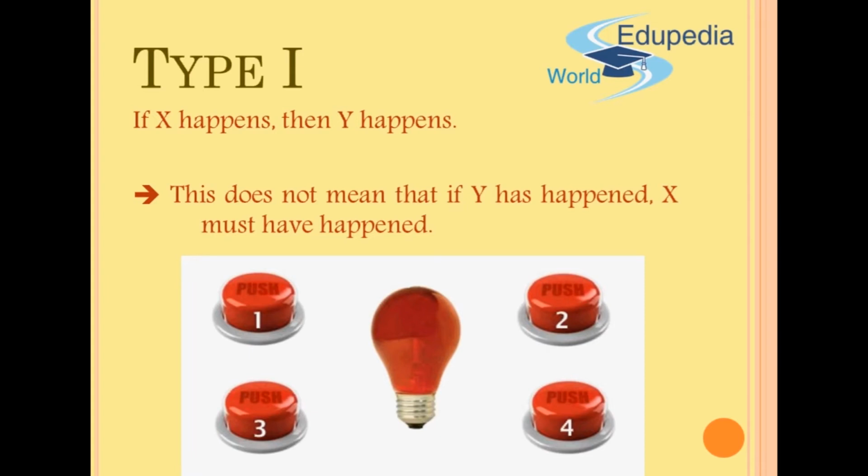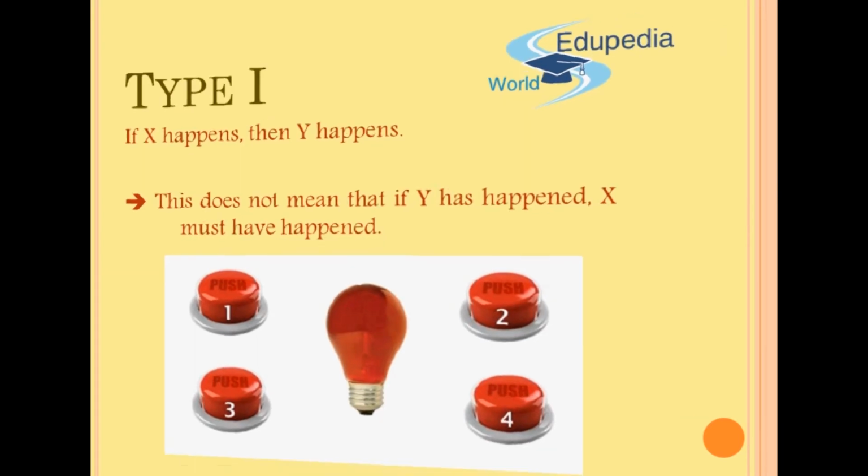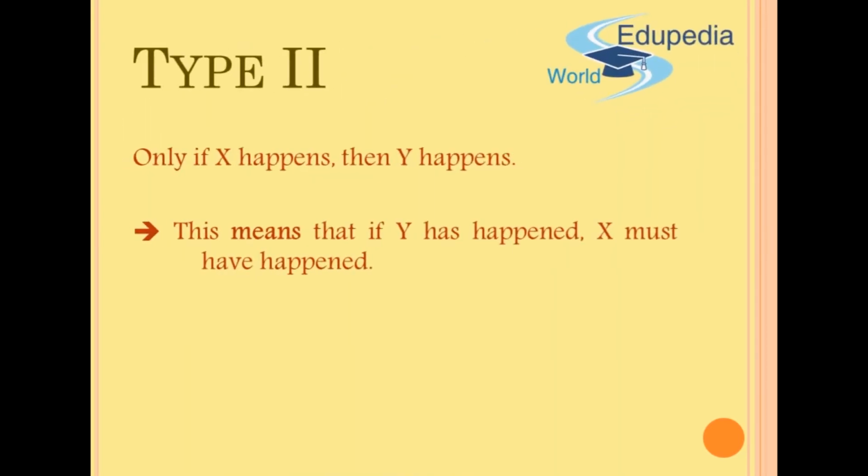Let's take a look at type 2. Another kind of logic. In this scenario, I say that only if X happens, then Y happens. So, in this scenario, X is the only cause of Y. In the previous scenario, X was one of the causes of Y. In this scenario, we have removed the other causes. So, this definitely means that if Y has happened, X must have happened.